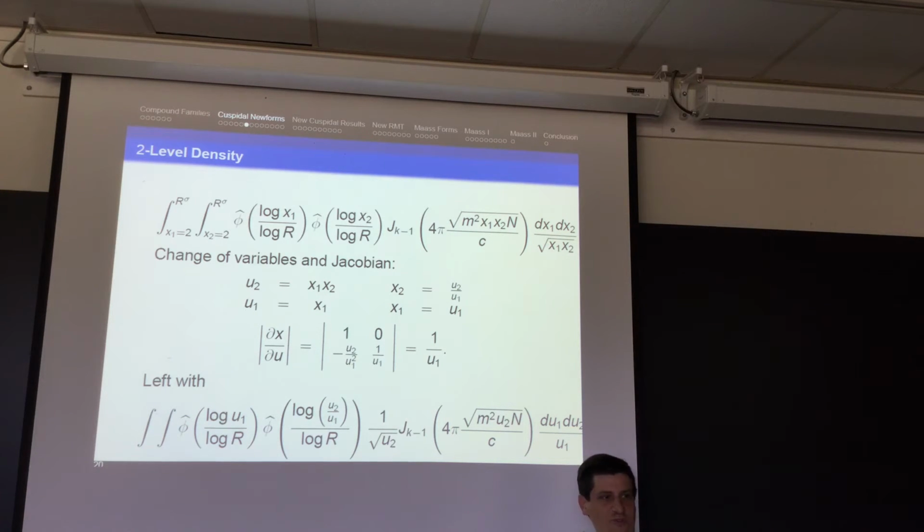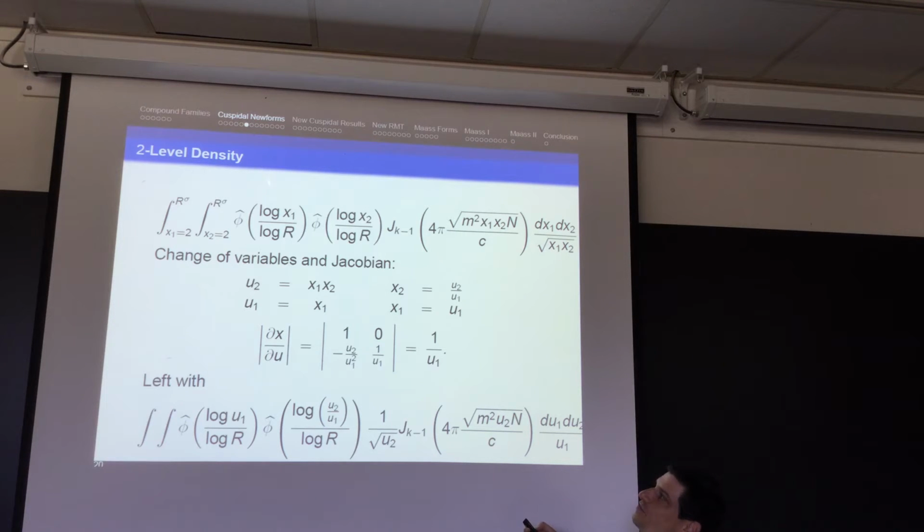Most of the time my students flee in horror when this fact is recalled, because this is usually not done well in Calc 3, but we have formulas for change of variable. And so make the following change of variable. Let U2 be the product, let U1 be just x1. So x2 is U2 over U1, x1 is U1.